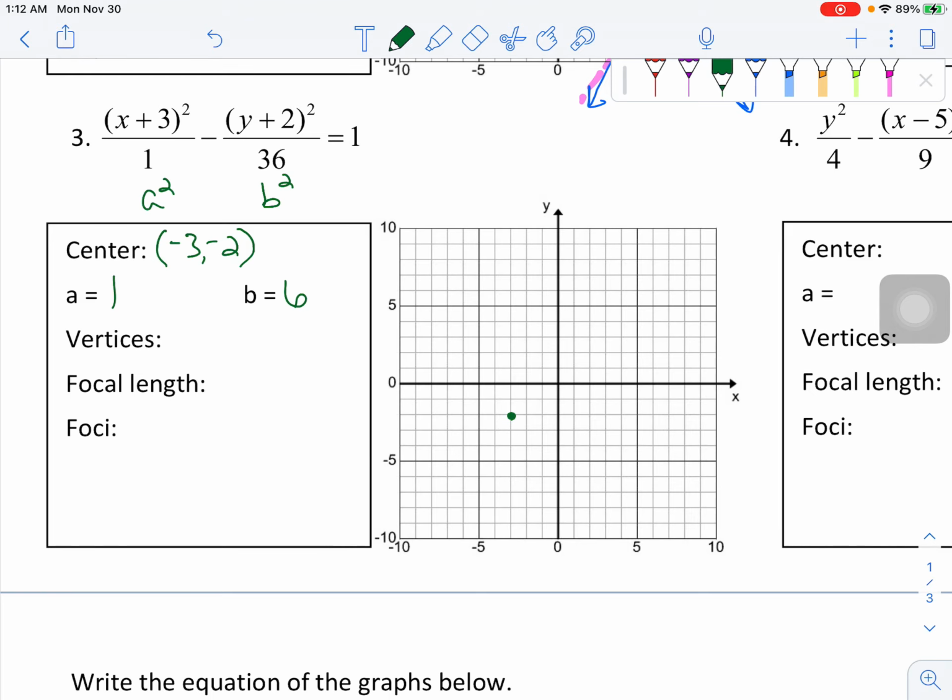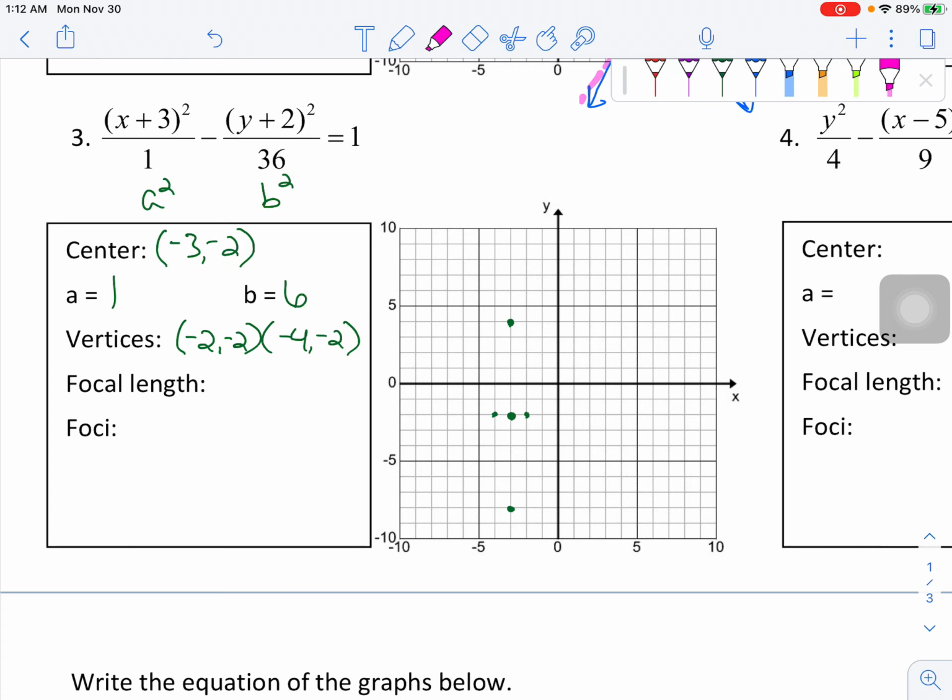On the horizontal, in this case, is going to be the transverse axis. I'm going to count 1 in each direction. There's my 1s. Those are my vertices. So this is going to be -2, -2, and -4, -2. And then I'm going to count 6 on my conjugate axis. 1, 2, 3, 4, 5, and 6.